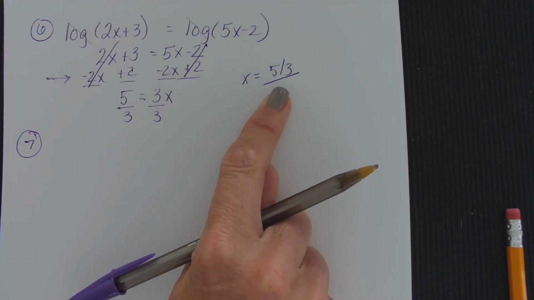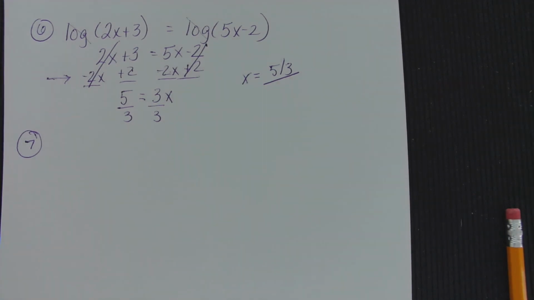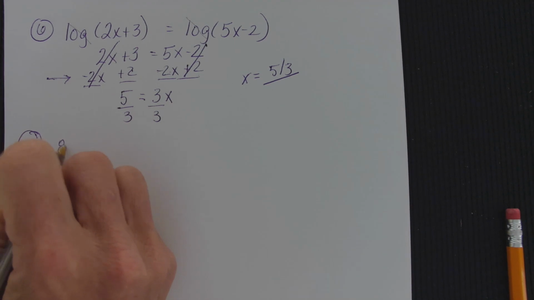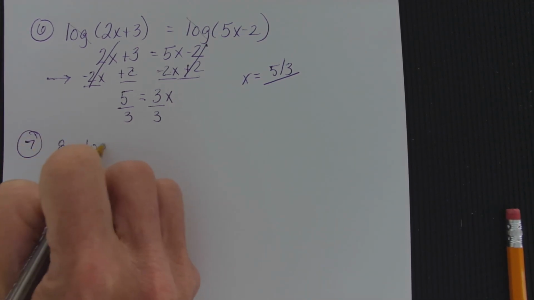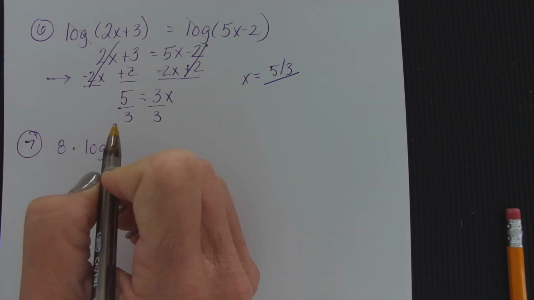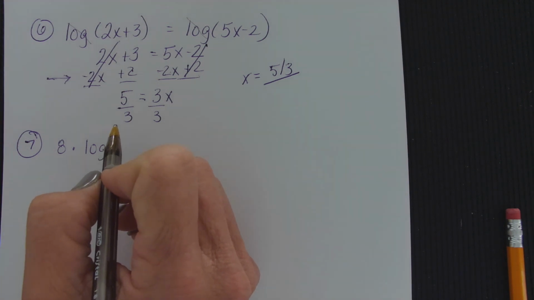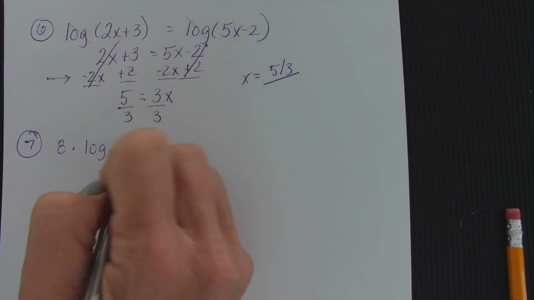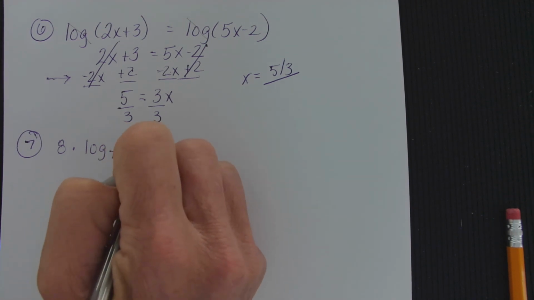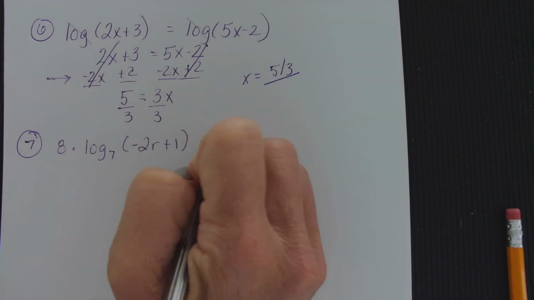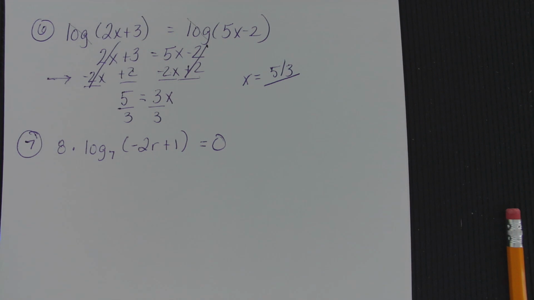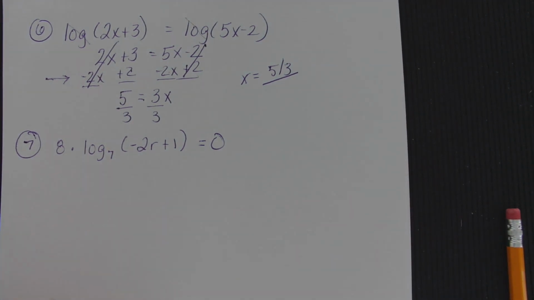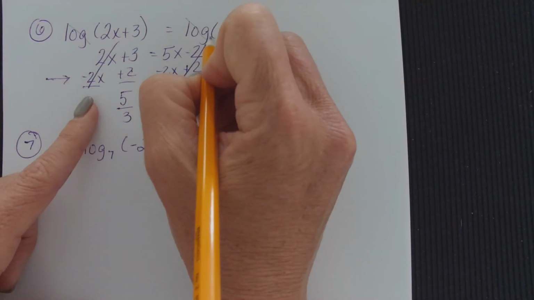Okay. I'm gonna do one more. Okay. 8 times log base 7, parentheses negative 2r plus 1 equals 0. Number 6, under the log, the 10 would be there. Yes, yes. You just cancel them out and they're matching.